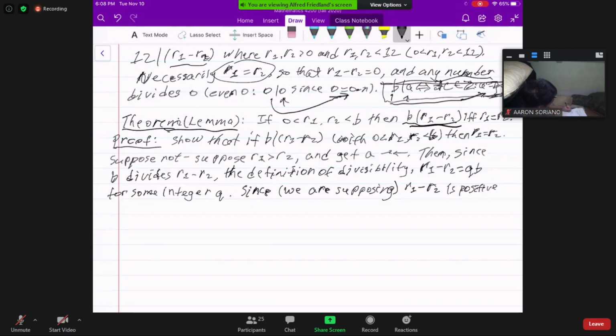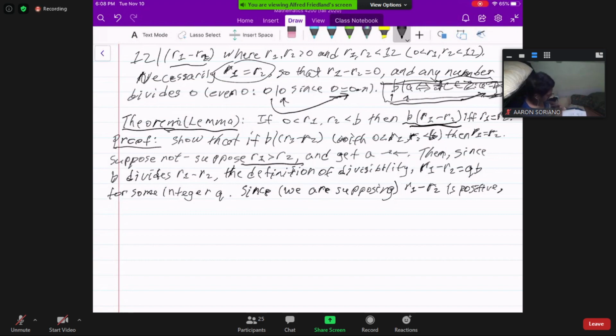By definition of saying that R sub 1 is bigger than R sub 2, we're supposing that R sub 1 is bigger than R sub 2. By definition, R sub 1 minus R sub 2 is positive. That's the definition of greater than that we had earlier in the term.